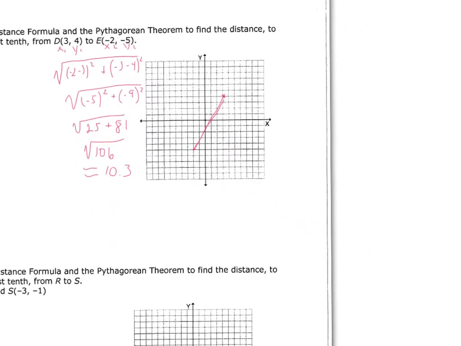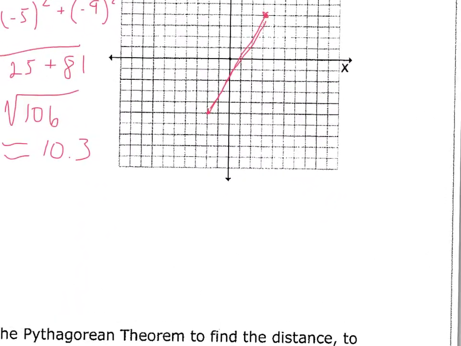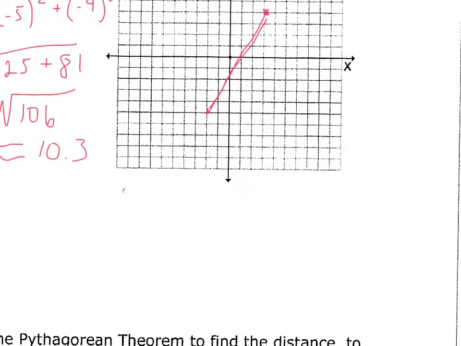Remember, our Pythagorean theorem is a squared plus b squared equals c squared. And what we're going to have to do is set up a right triangle. So we're going to set up a triangle here. That was a really bad line. Let me erase that. Let's use a different color. Okay, that's a little better.